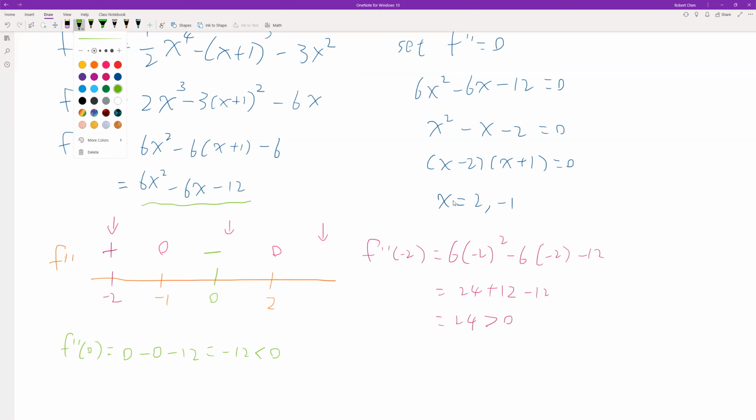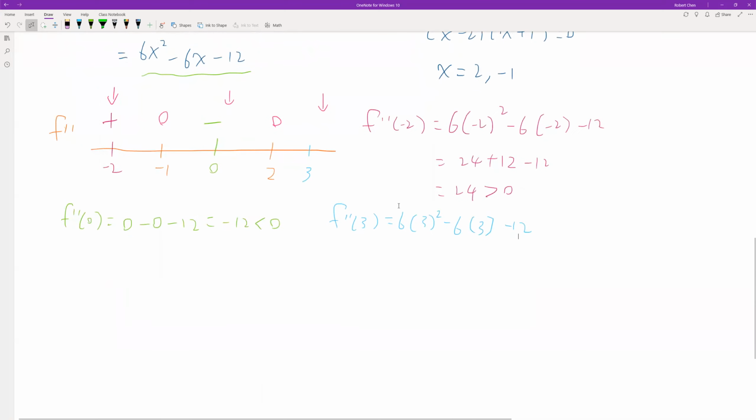Last, let's check to the right of 2, let's say 3. So f double prime of 3 will be 6 times 3 squared minus 6 times 3 minus 12. That'll be 54 minus 18 minus 12. So that's 24, which is positive. Positive here.